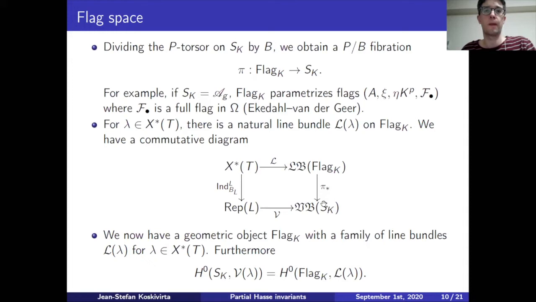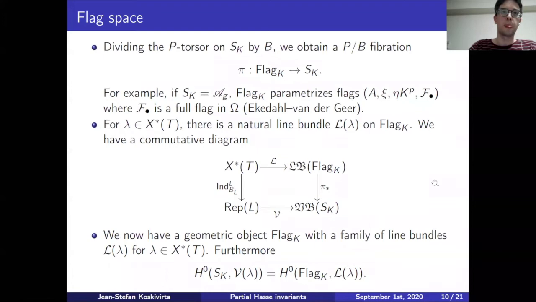we have this commutative diagram. The global sections of V(λ) over S_K coincide with the global sections of L(λ) over the flag space. And this would be true actually if I replace zero by some higher cohomology groups, because the higher direct images of π vanish. So we have this identity.